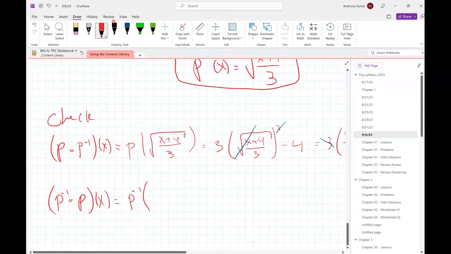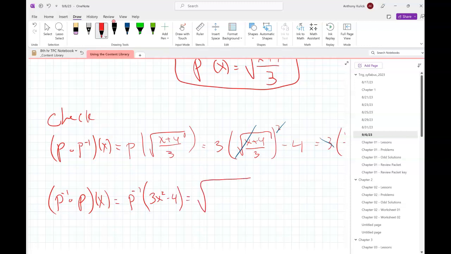All right, same idea here. P is 3x squared minus 4. I'm going to plug that in, so I have the square root of, but instead of x, I'm going to write 3x squared minus 4. And then I have the plus 4, and I have all over 3. Simplifying here, what's the first thing I need to do?